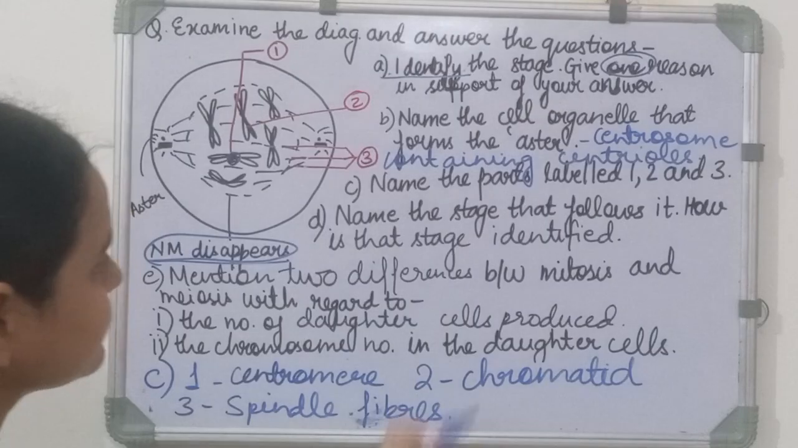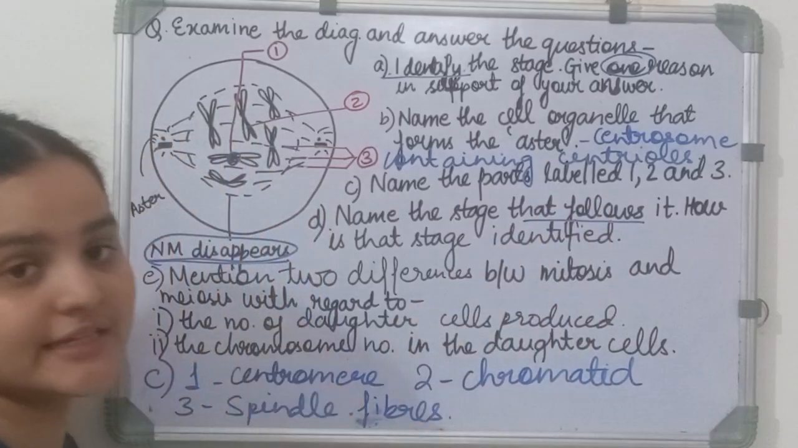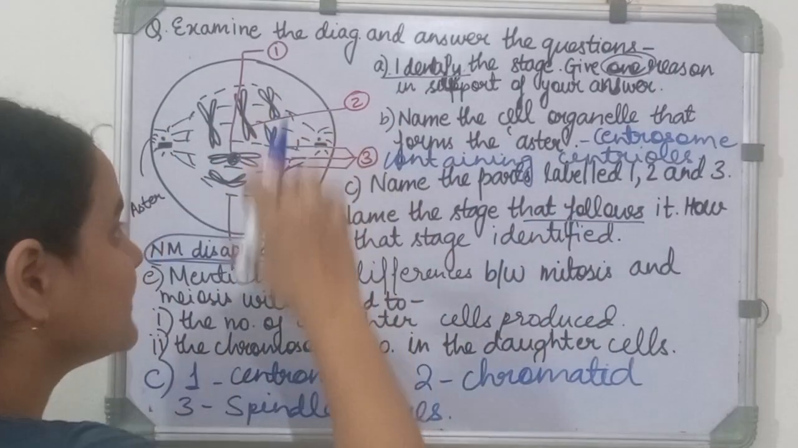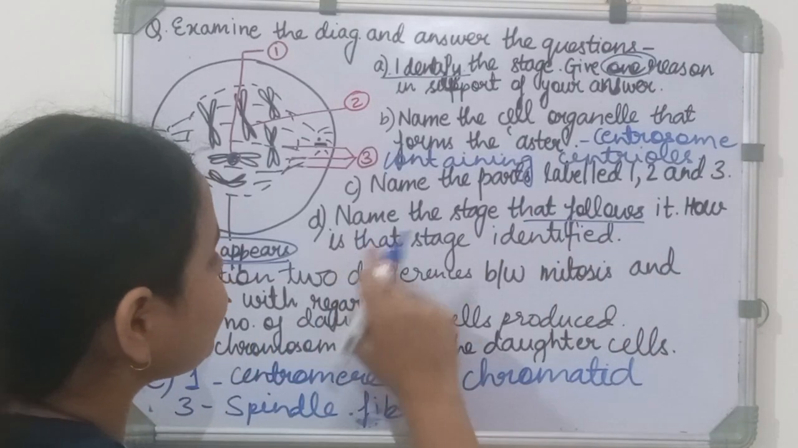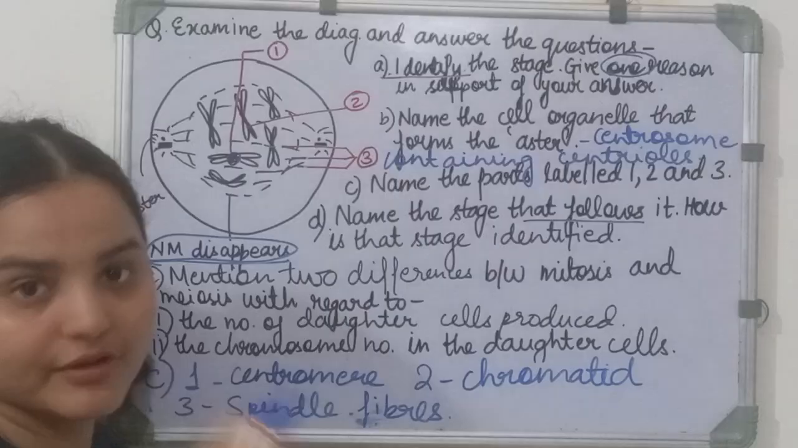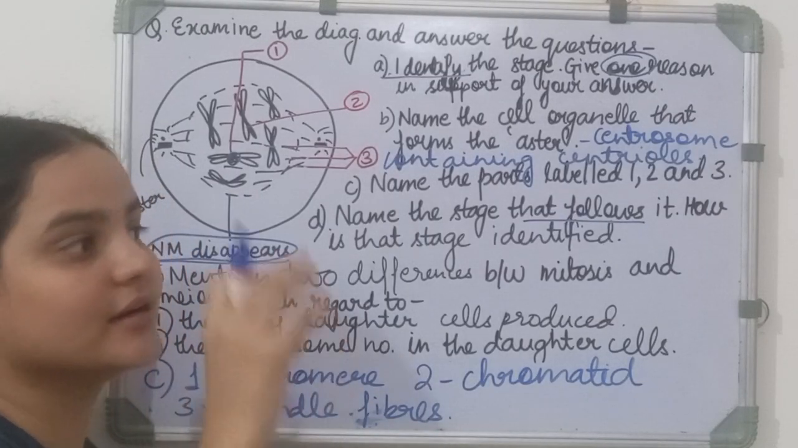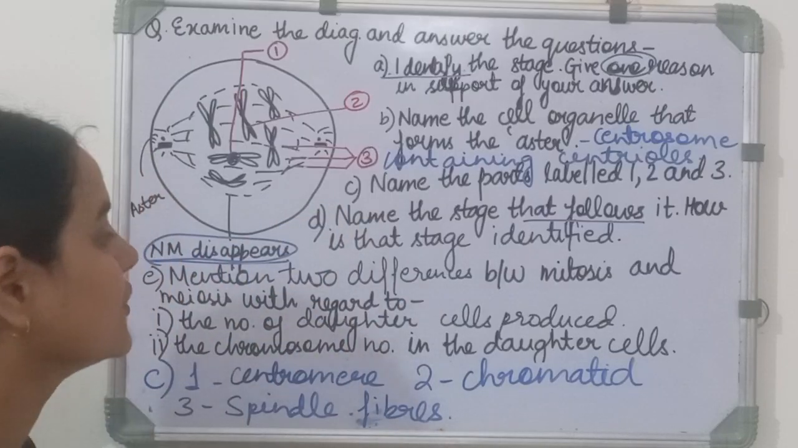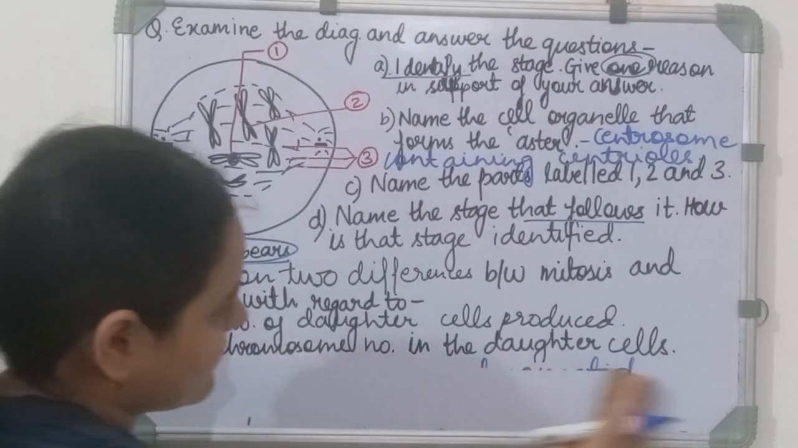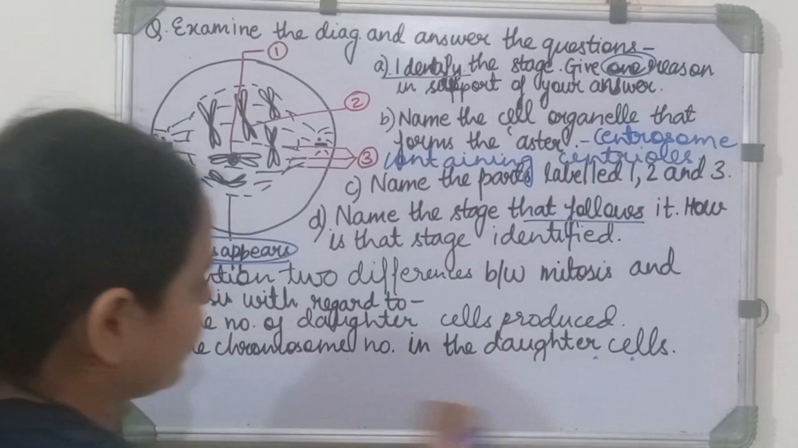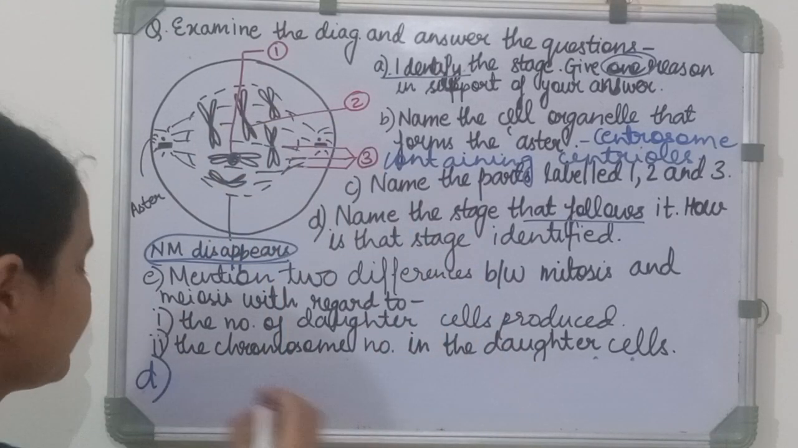Now next part, name the stage that follows it. It is asking for the stage that comes after this stage. So which stage comes after prophase? That is metaphase. Now how is that stage identified? We have to give a reason for how we identify that stage. What is the feature of that stage, which basically refers to metaphase? So again I am erasing this answer. So for D part, the stage that follows it is metaphase.